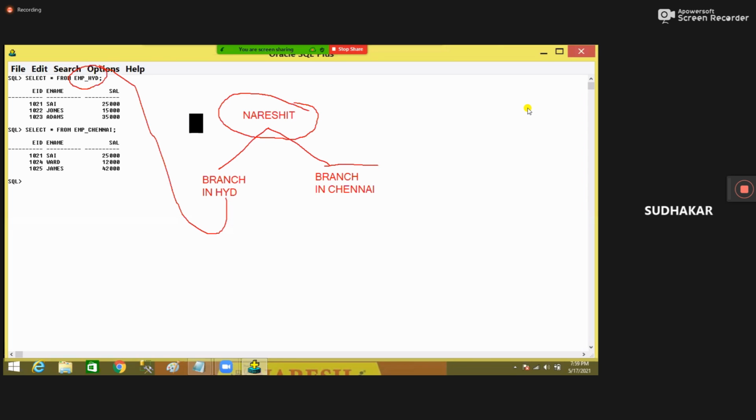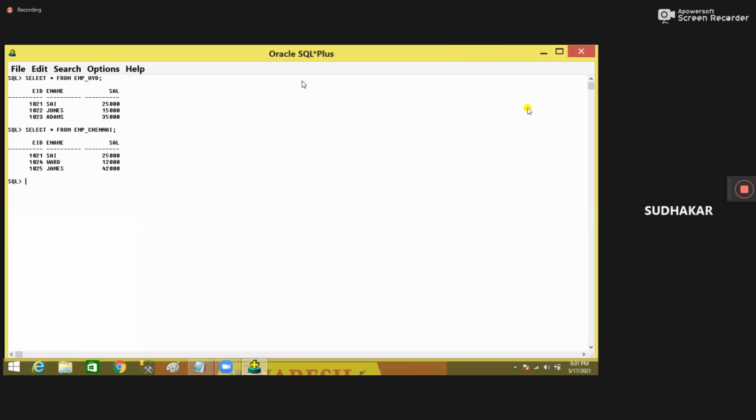And the employees who are working in the Chennai location, those employees' data I'm going to store into another table. So that means Naresh IT is having two branches, and in each branch how many employees and who are working, those details are stored here. For storing those details, two different tables are created. One table is created with the Hyderabad name, one table is created with the Chennai name. Right? So these are the two tables.